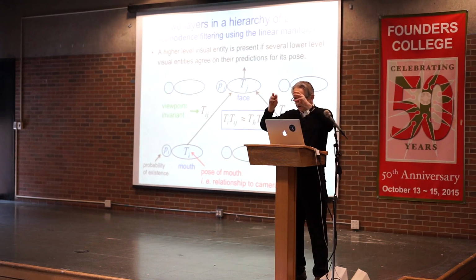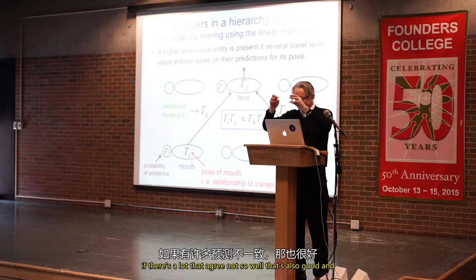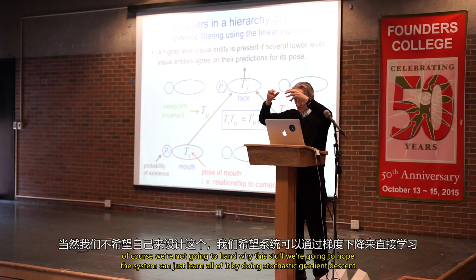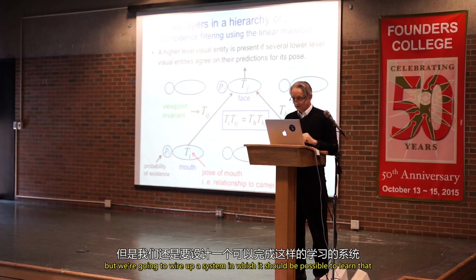And you're going to do a trade-off. If there's a few that agree really well, that's good. If there's a lot that agree not so well, that's also good. And that's how we're going to try and recognize wholes from their parts. And of course, we're not going to hand wire this stuff. We're going to hope the system can just learn all of it by doing stochastic gradient descent. But we're going to wire up a system in which it should be possible to learn that.